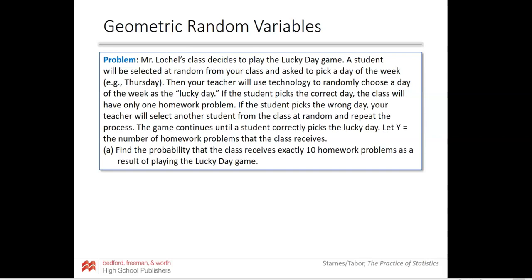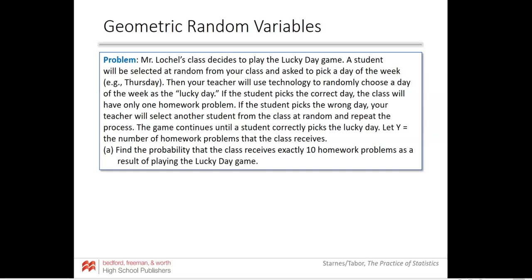If a student picks the wrong day, your teacher will select another student from the class at random. Repeat the process. This game continues until a student correctly picks the lucky day. Y is the number of homework problems the class receives. Find the probability that the class receives exactly 10 homework problems as a result of the lucky day game.